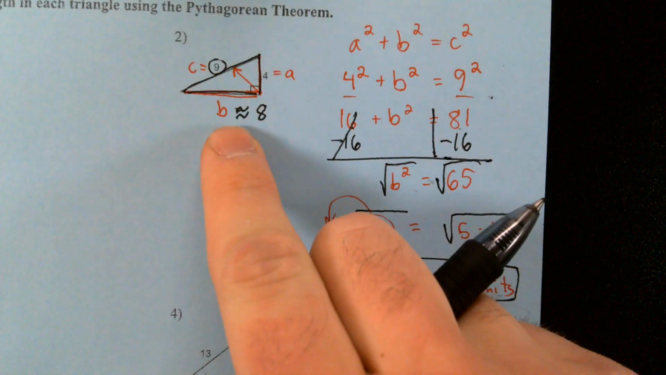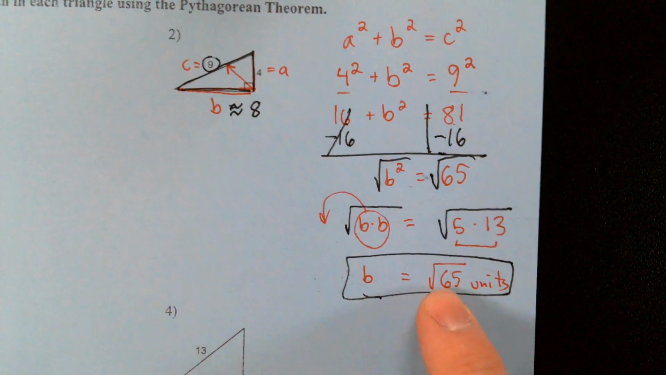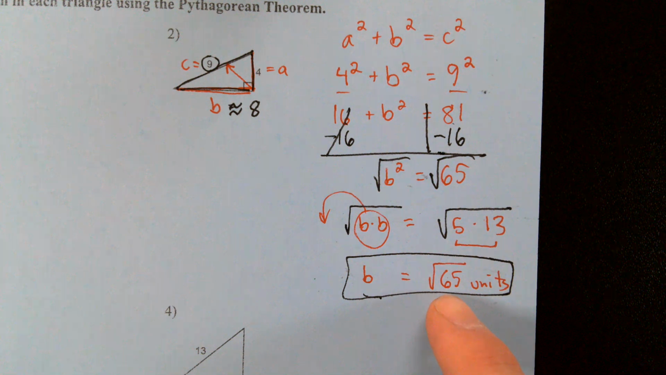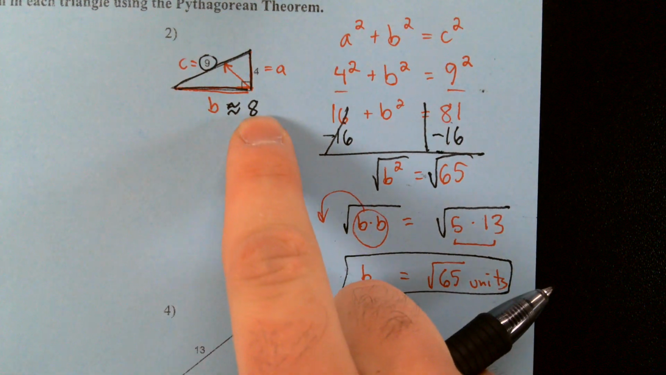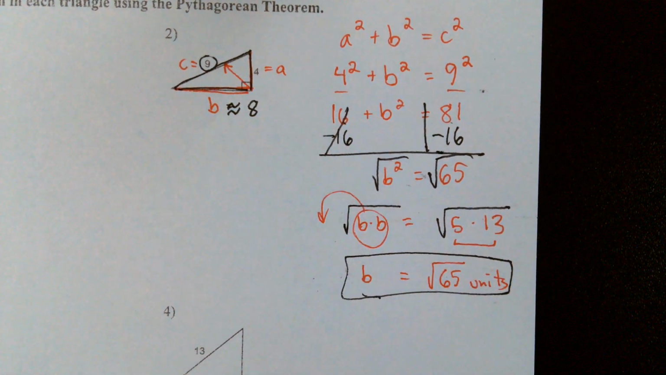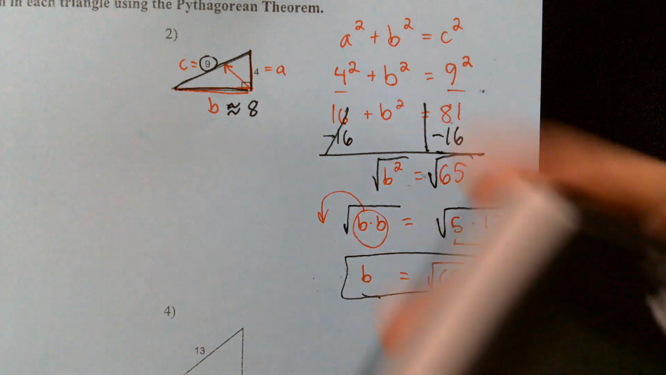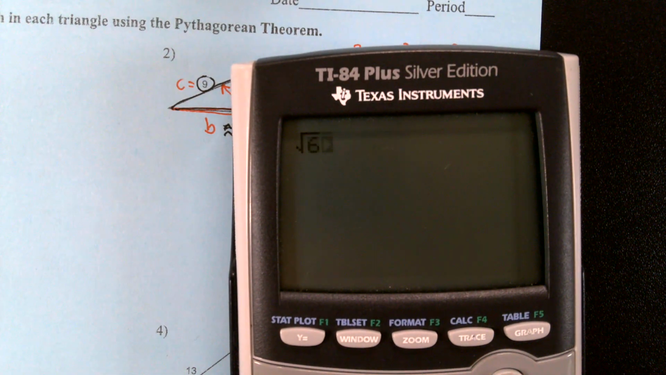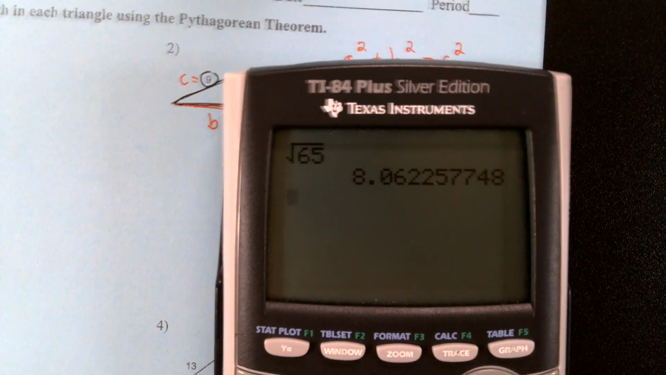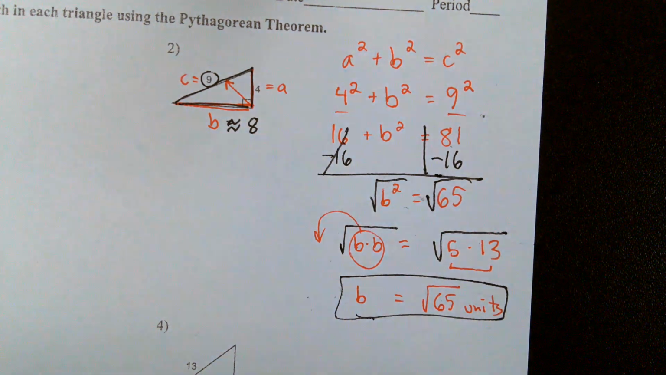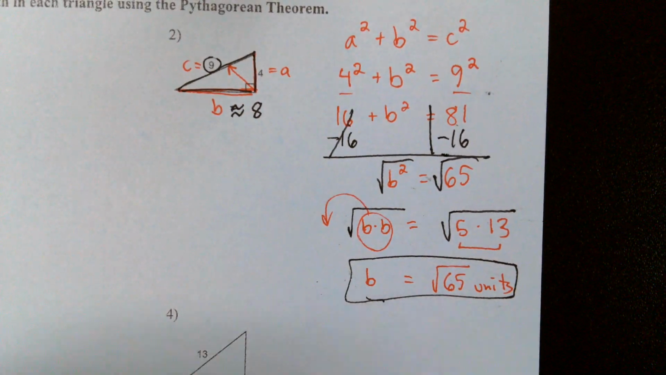If you're wondering how did I get about 8, because the square root of 64 would have come out nice and even to give us an answer of 8. So the square root of 65 is just going to be a little tiny bit more than that, 8.05 or something like that. Let's see. Square root 65. Oh, I was close. 8.06. So yeah, just a little bit more than 8. We don't have to worry about that. We want the exact answer written like that.